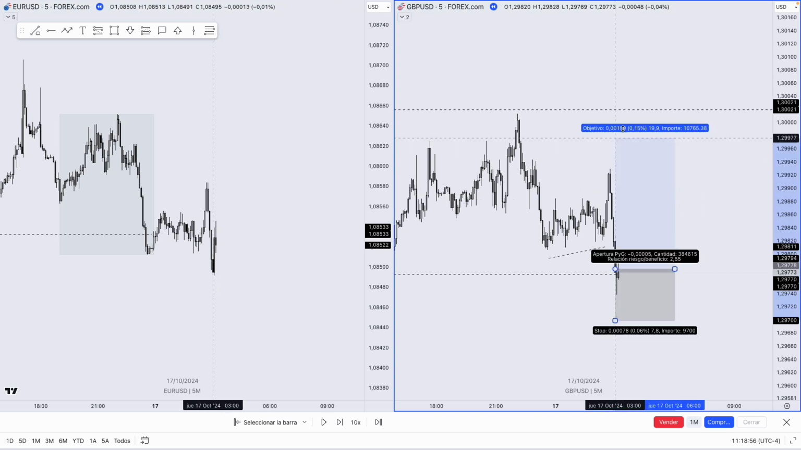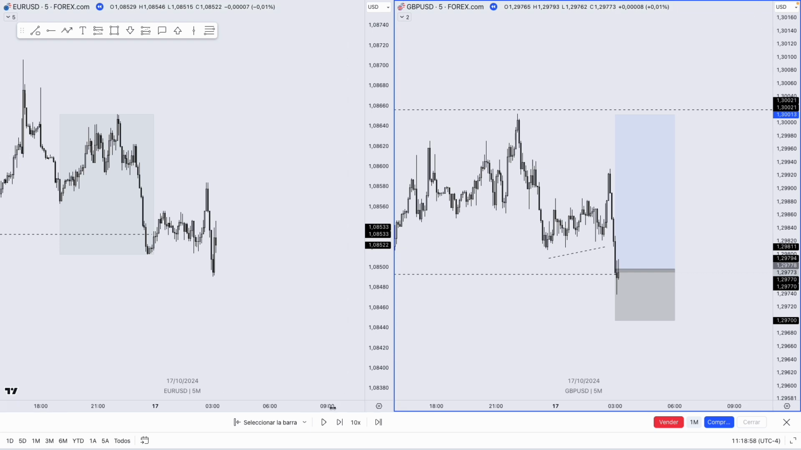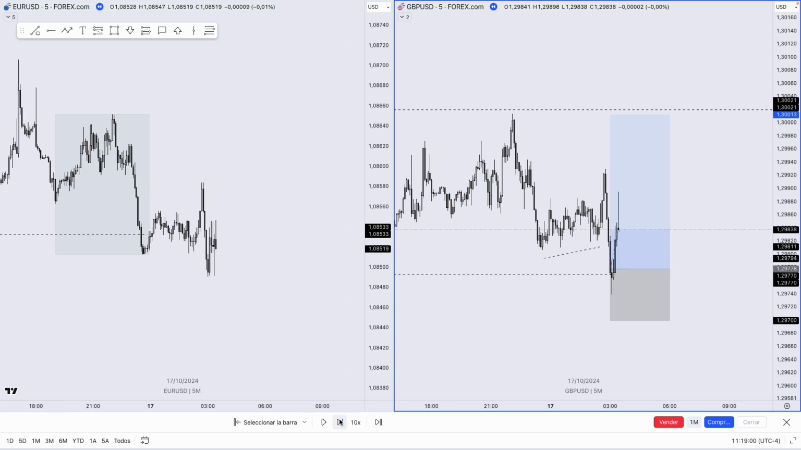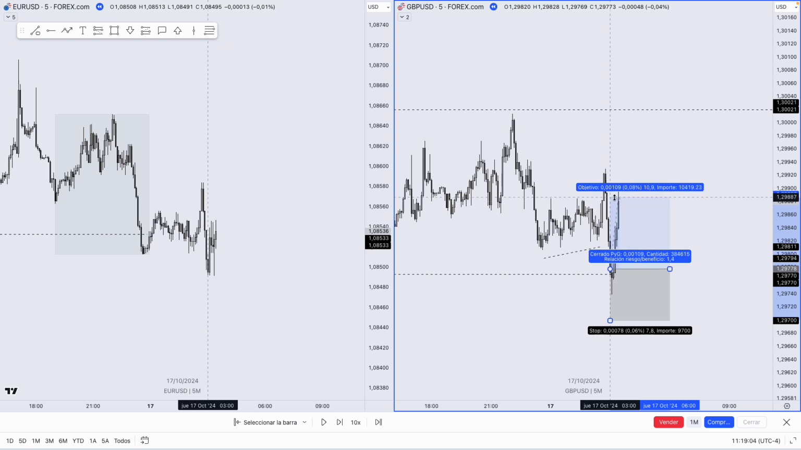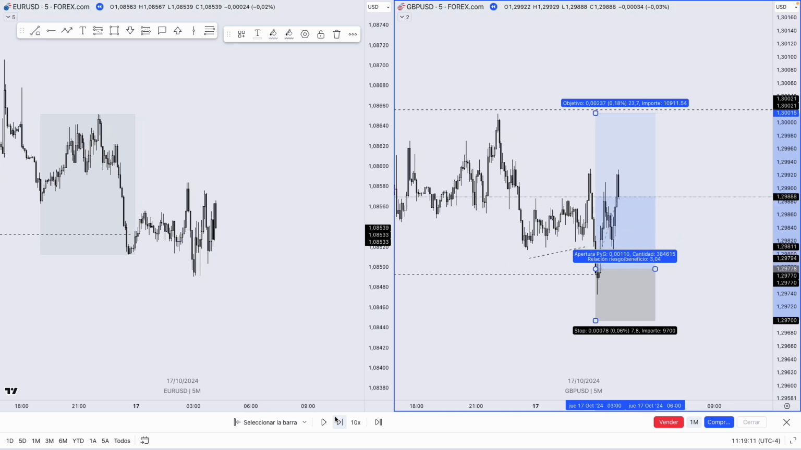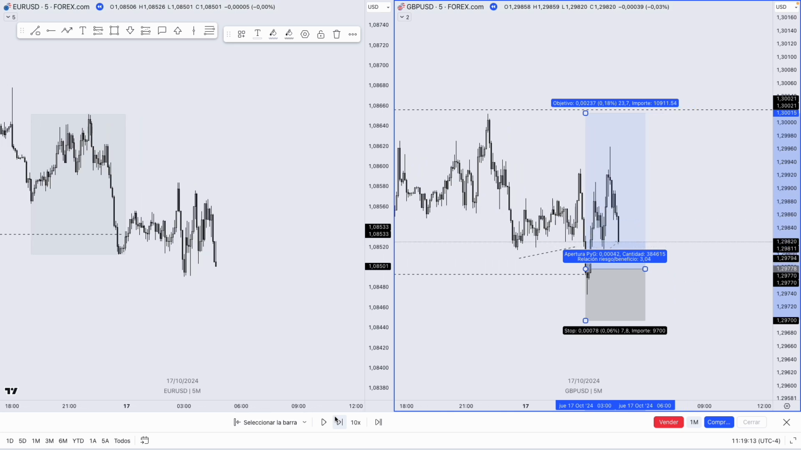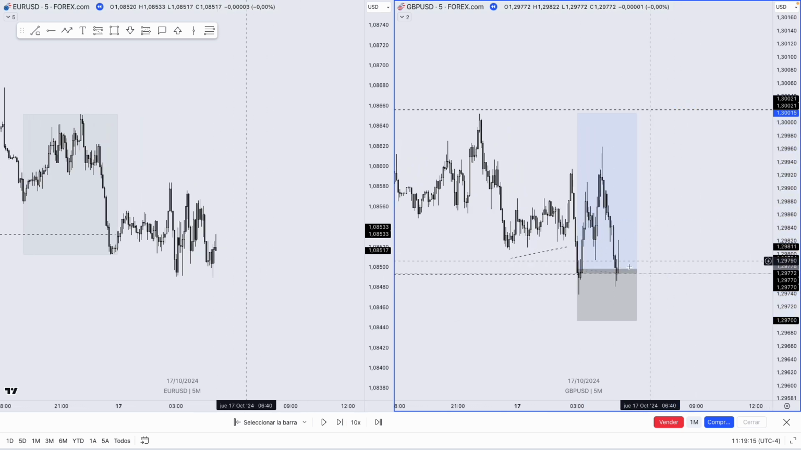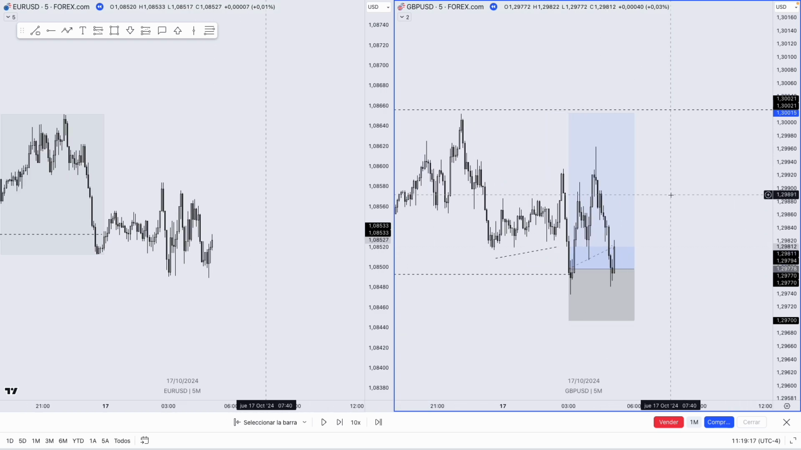What I did was buy here. I took almost everything out here. I left some partials running to see if I could have more profit, but it made another higher high. Stop loss moved to break even and stopped out at break even here. So this is basically what happened.